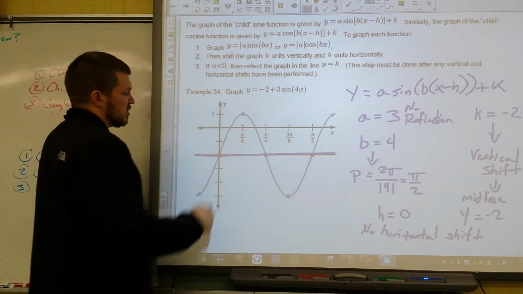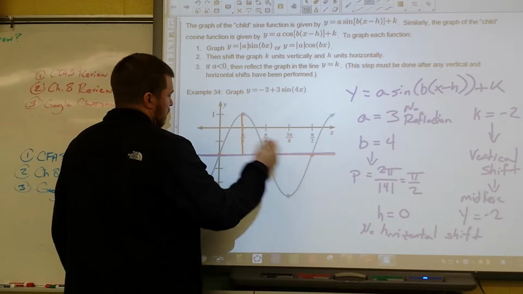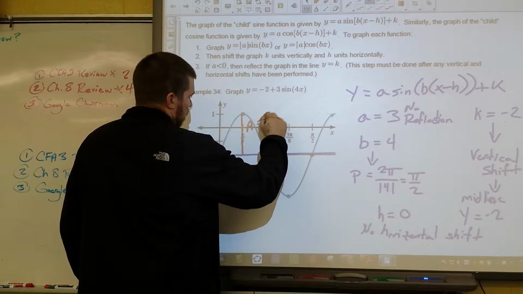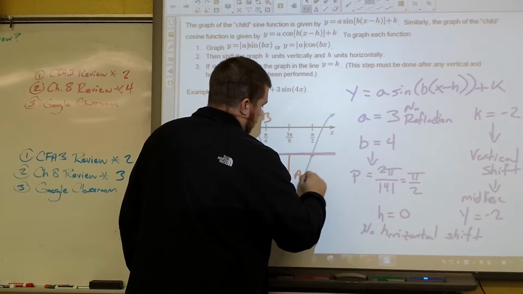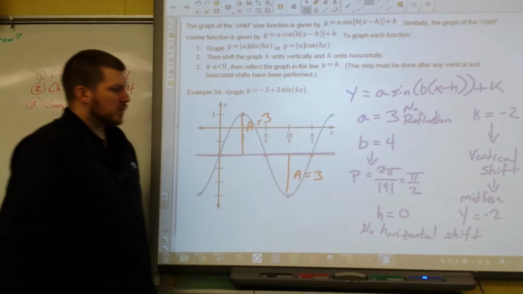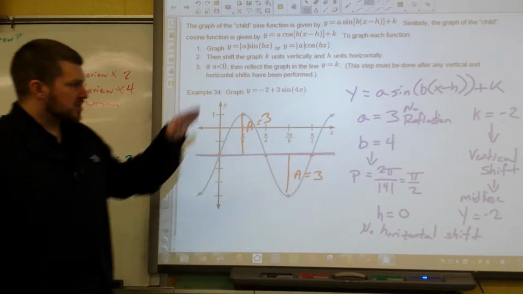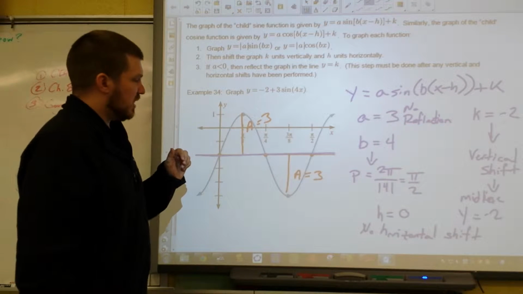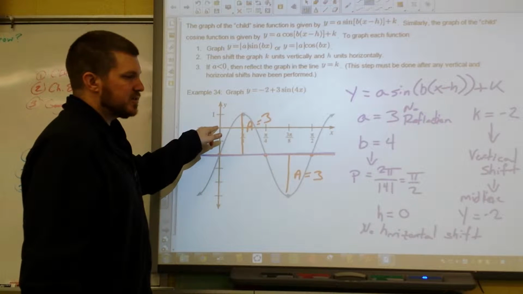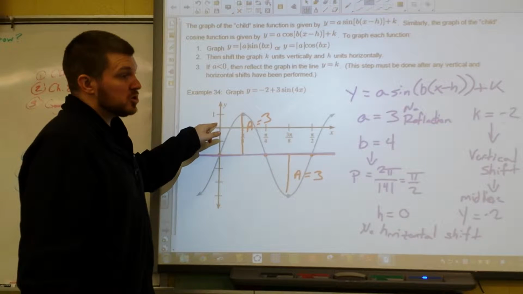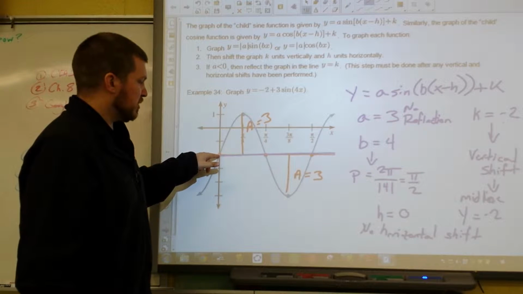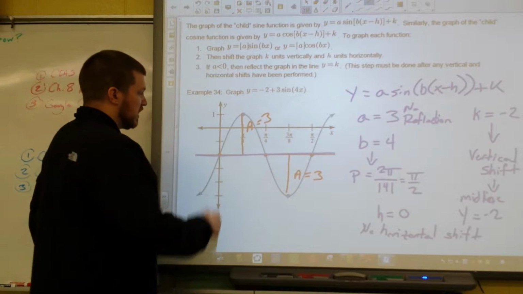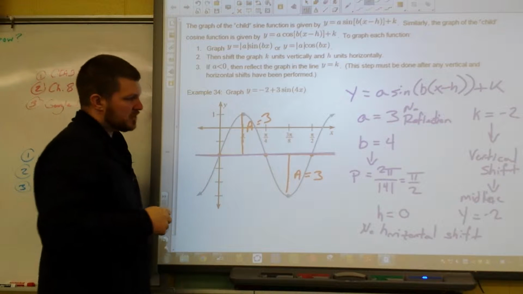Again, that's the distance from the midline to the top of the wave, and the distance from the midline to the bottom of the wave. So everything's working out great so far. Also, since it's the sine function, we know that the parent sine function typically started at 0, 0. But since we've shifted down 2 units, the starting point of one cycle is 0, negative 2. It starts on the midline, which is exactly what's happening.